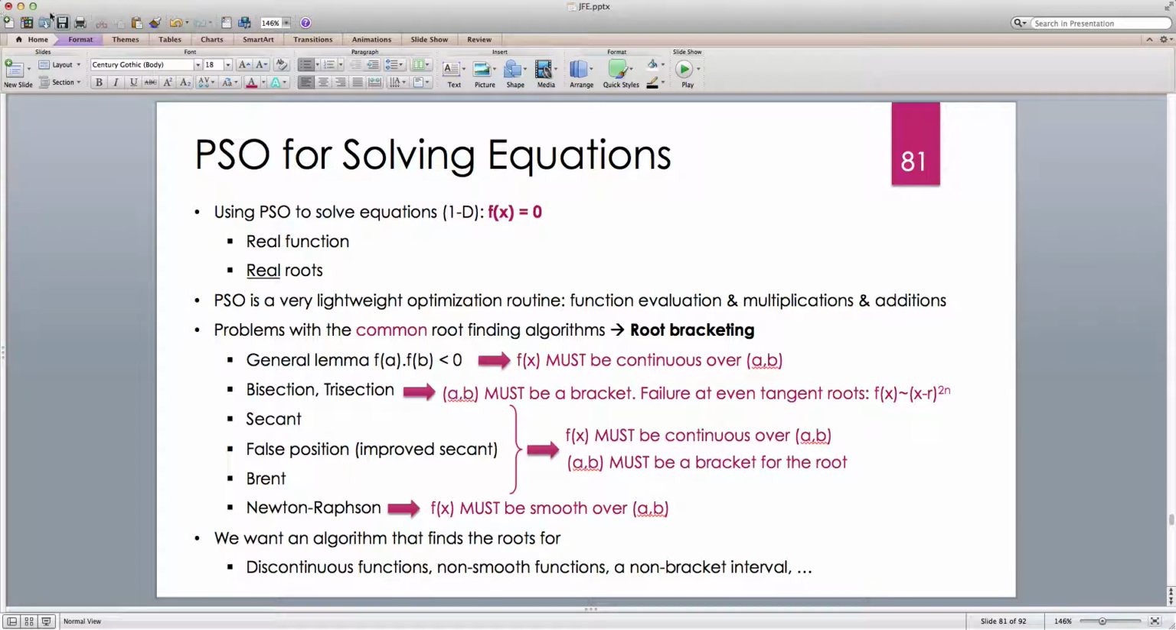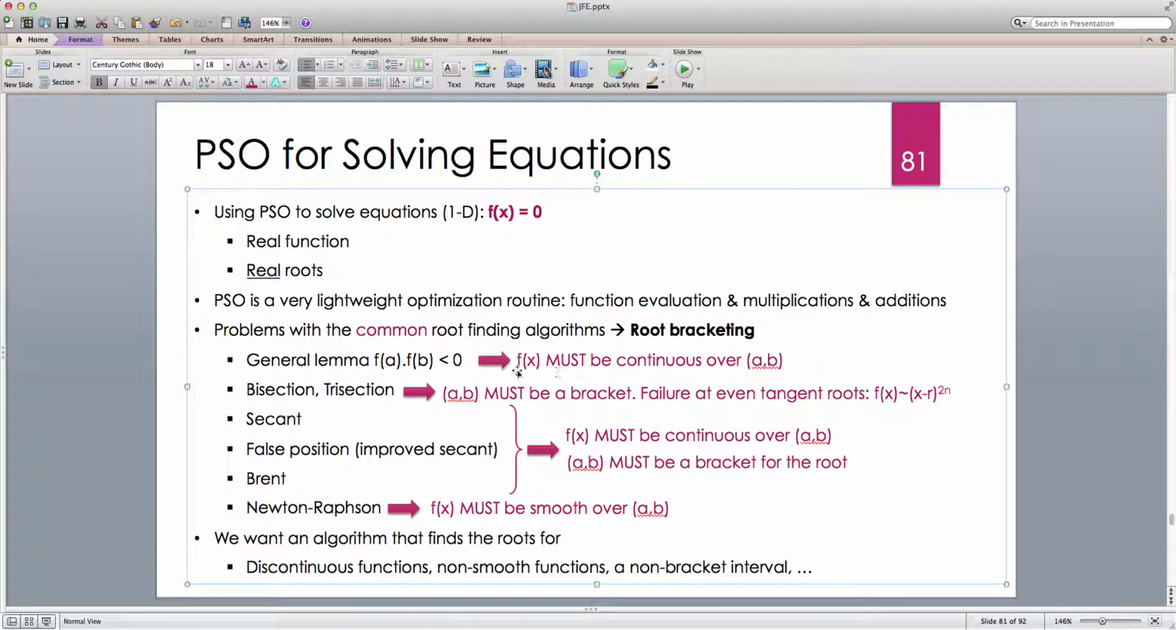So PSO doesn't require much heavy calculation. It's just a bunch of function evaluations and basic math. All right. And we looked at them in the past. We looked at the common root finding algorithms, and they were all based on the root bracketing concept, right?